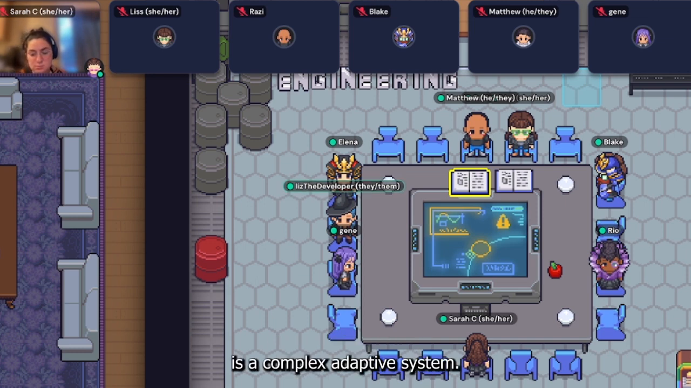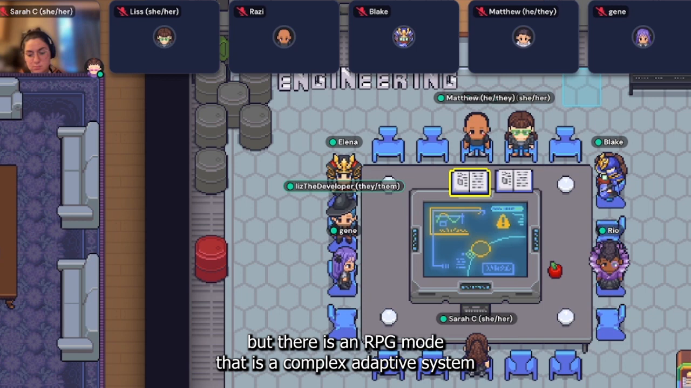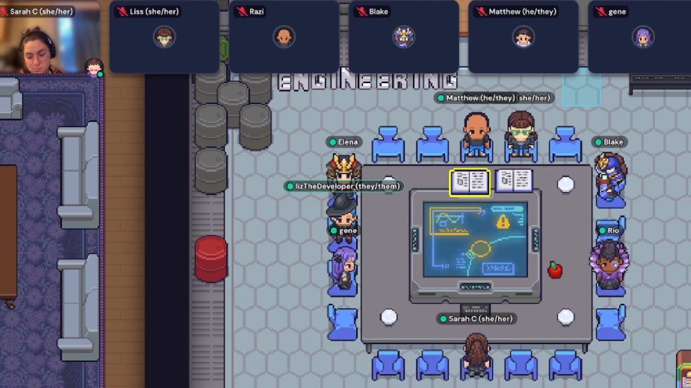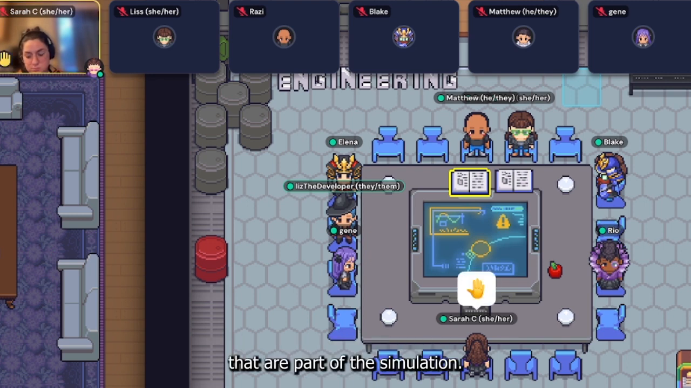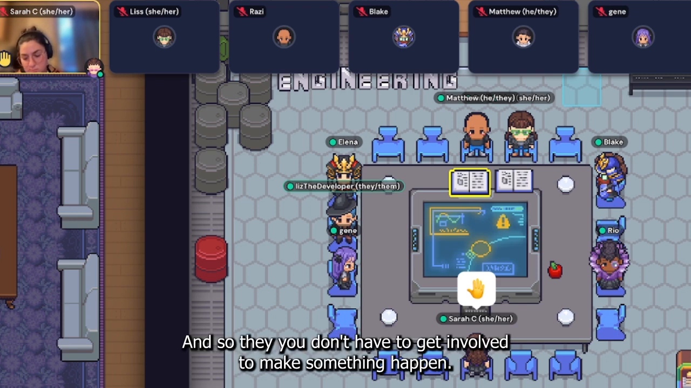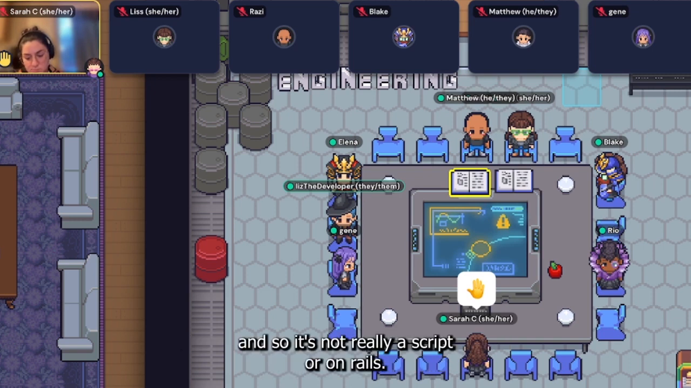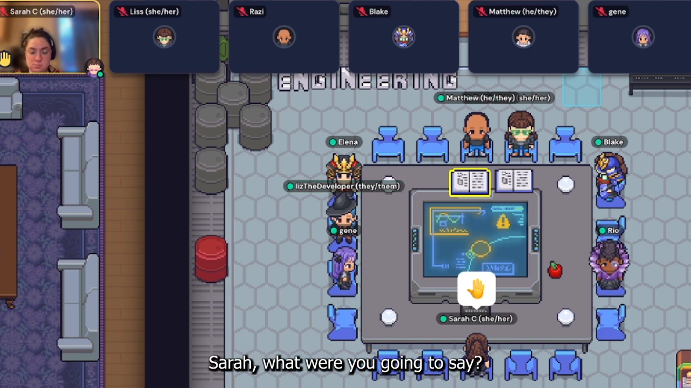It is a complex adaptive system. It's not exactly an RPG, but there is an RPG mode that is a complex adaptive system, because the factions evolve according to rules that are part of the simulation. And so you don't have to get involved to make something happen. And so it's not really a script or on rails. It's an evolving world. Sarah, what were you going to say?